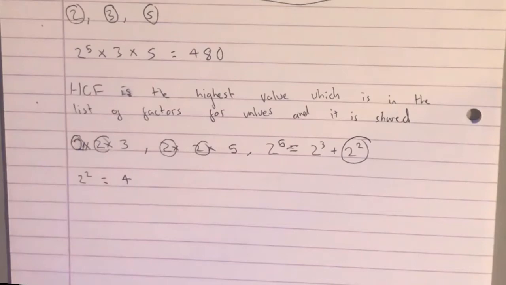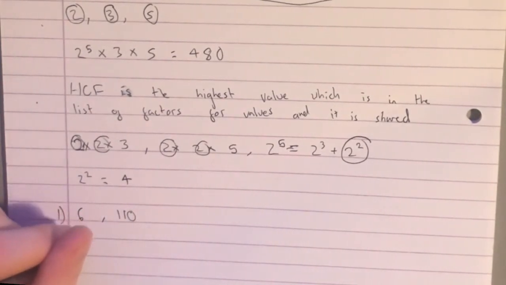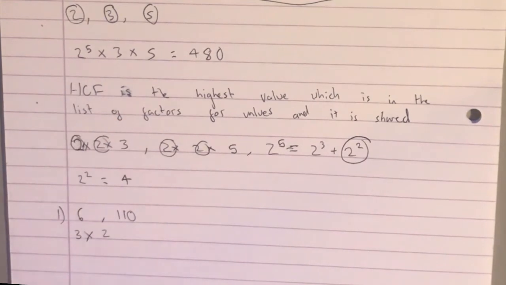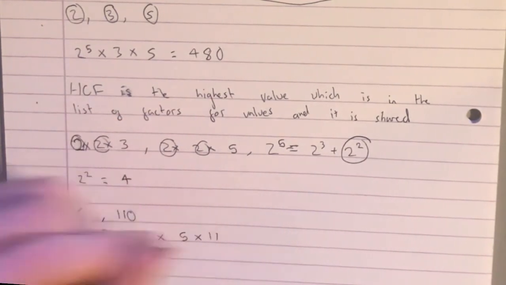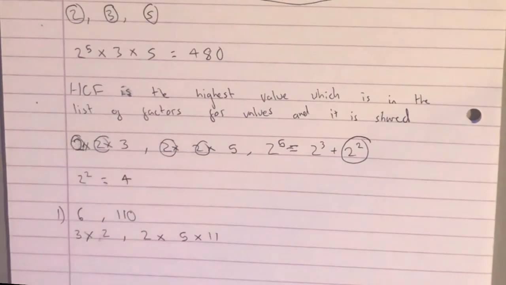Now I'm going to go through 2 questions with you. So question 1. What is the lowest common multiple of 6 and 110? First, I identify the prime factors of 6 as 3 and 2. Then I find the prime factors of 110 to be 2, 5 and 11. So now I go put them in.